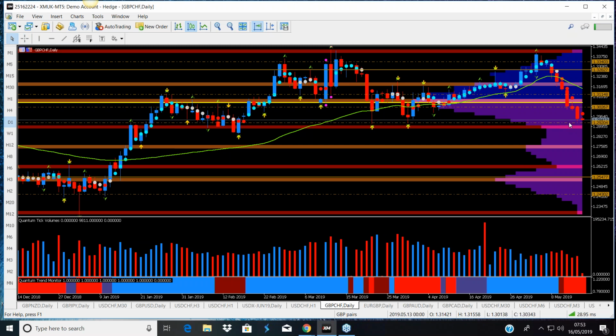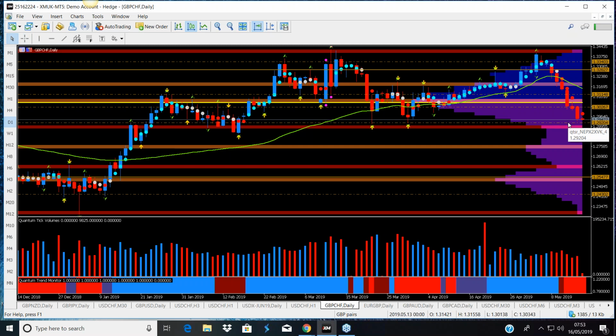Now, what's interesting with the pound Swiss is that if we look at the histogram of the VPOC we have in the background here, this is once again the volume point of control. You can see the deepest volume that we have here. This is the volume in terms of volume, price, and time. This is the time that the pound Swiss has stayed in this range, as it were.